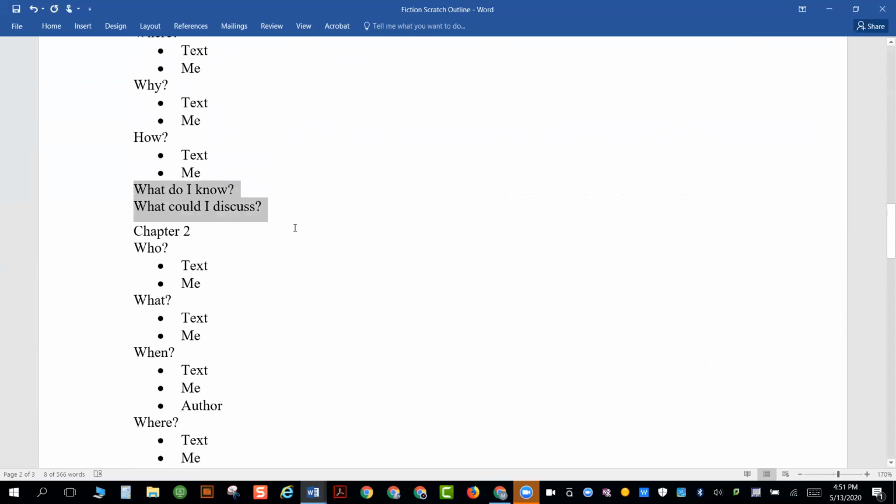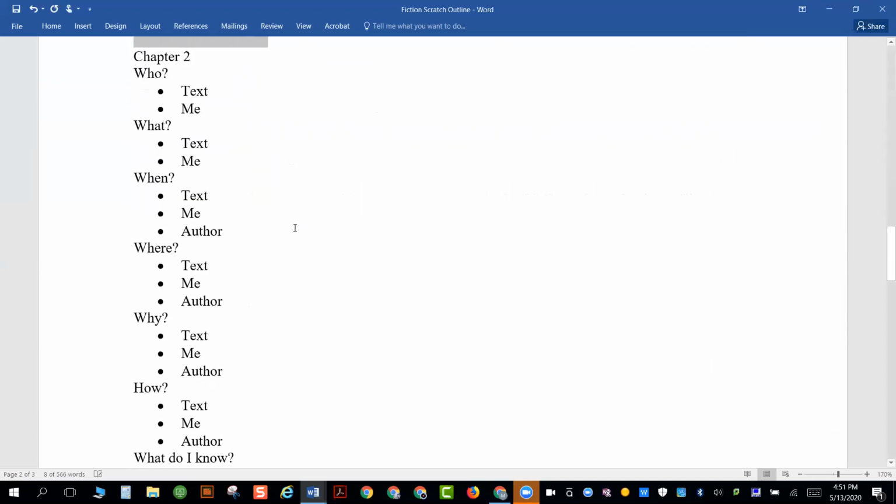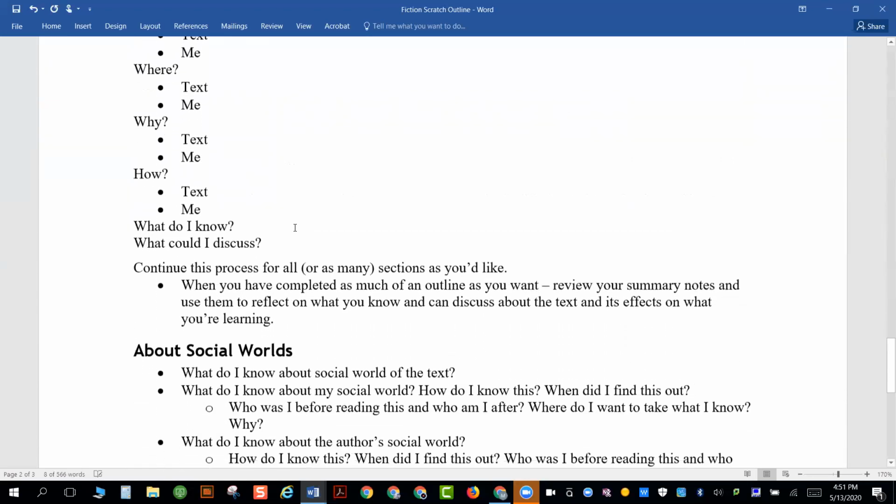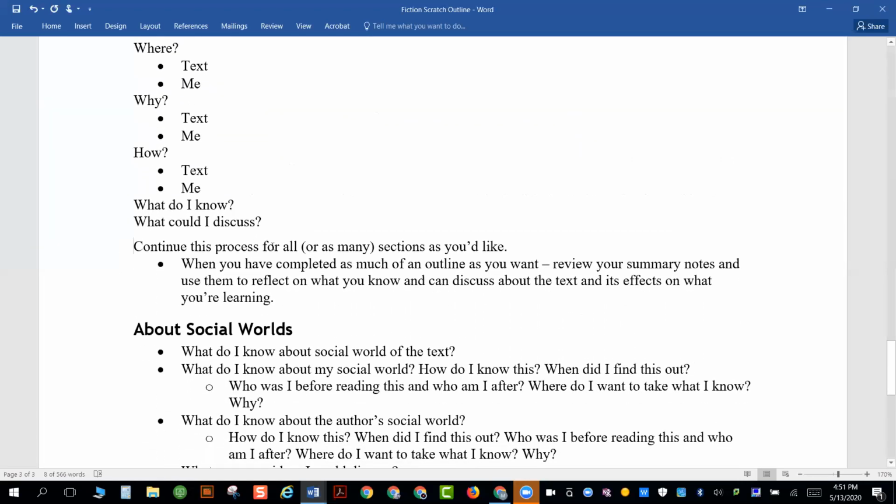What are some things I could possibly discuss? And then you'll move on to the next chapter, and then so on, or section. And you will want to do this process for as many sections as you like. When you complete this outline, you should review your notes, reflect on them, and on what you can say, and possibly think about how this reading is affecting what you should be learning.